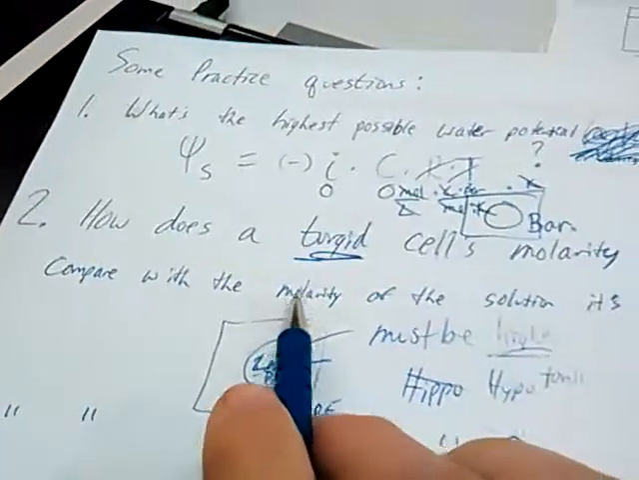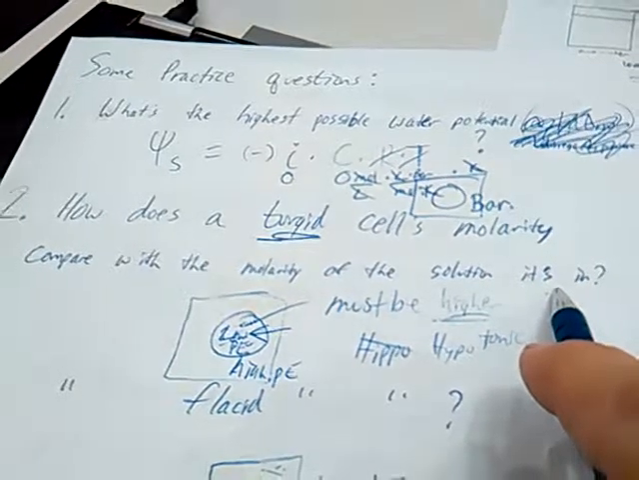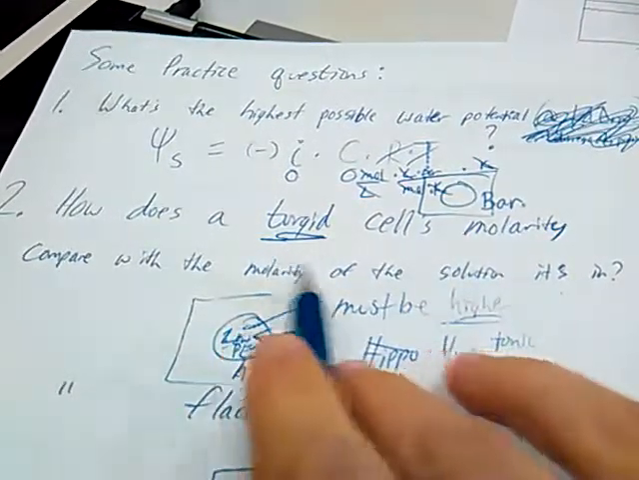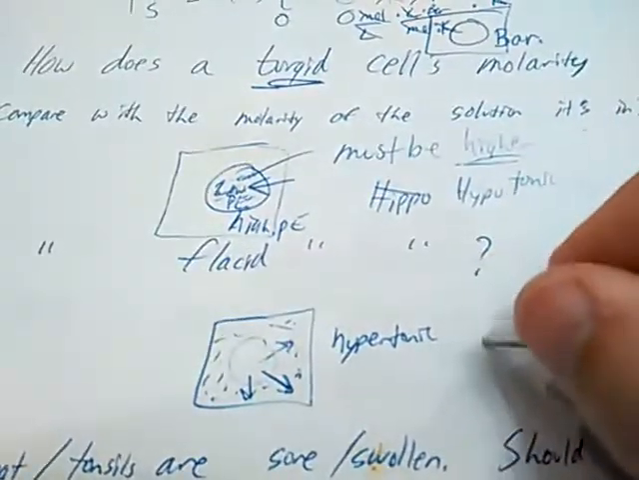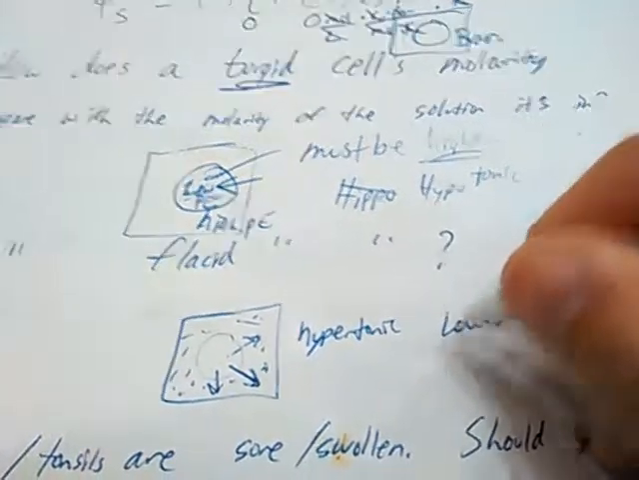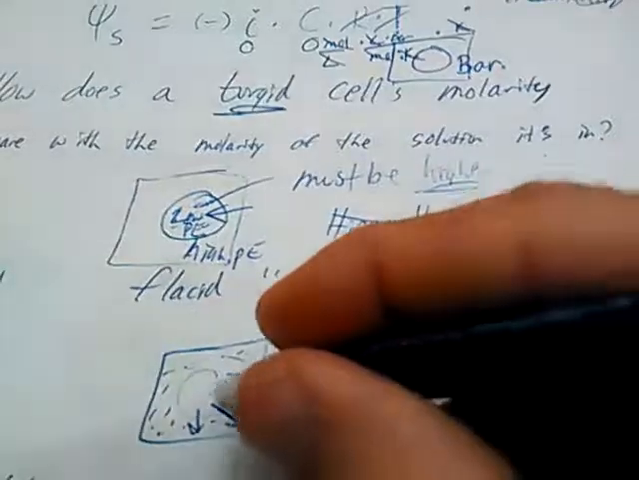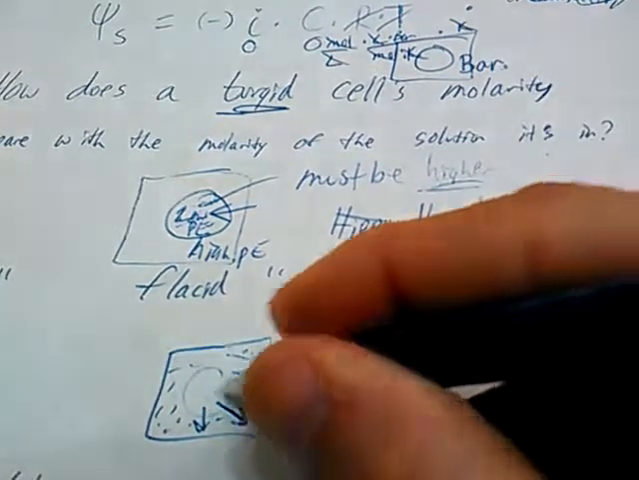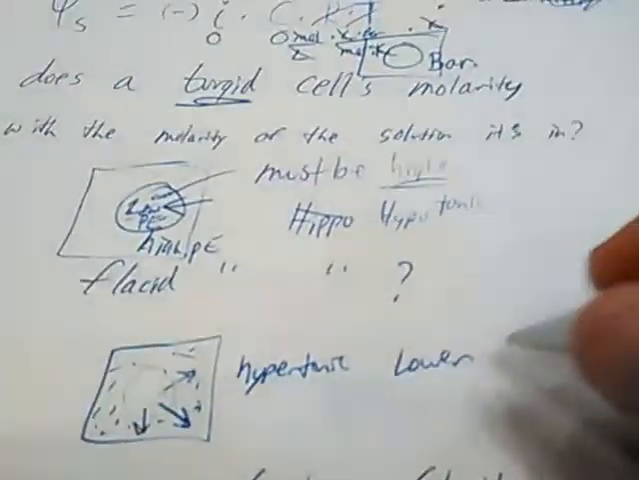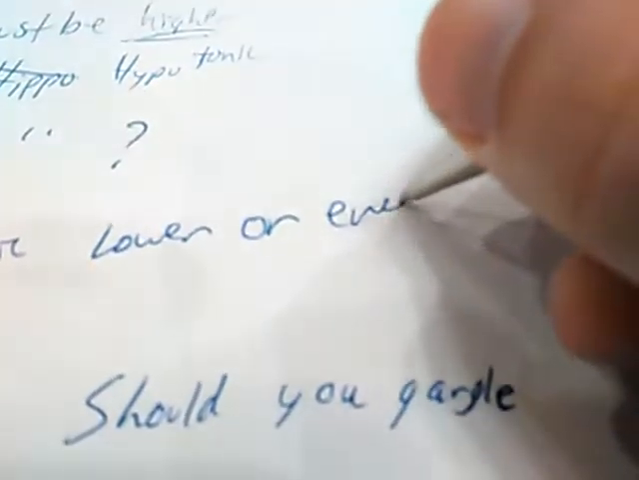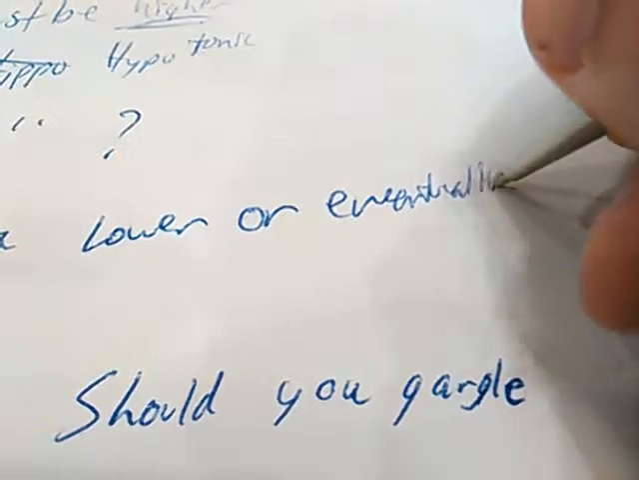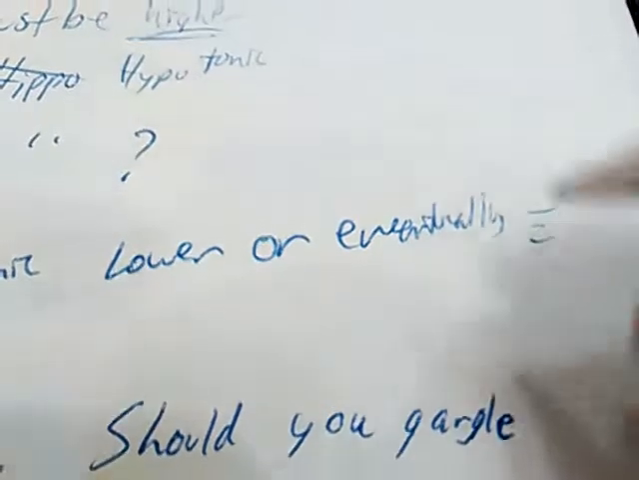And how does the molarity of the cell compare with the molarity of the solution? In this case, the molarity of the cell is lower. But because eventually it could shrink enough that the cell reaches the same concentration, I'm going to put lower or eventually equal. Ooh, 3 equal signs. All right, so lower or eventually equal is a possibility.